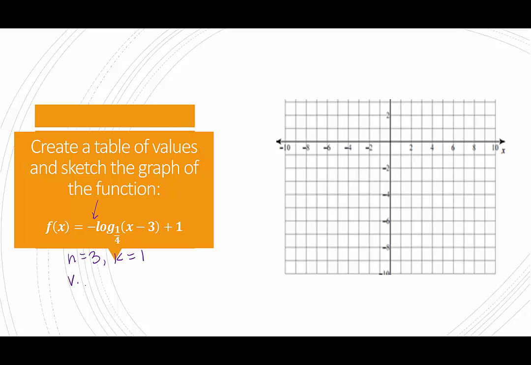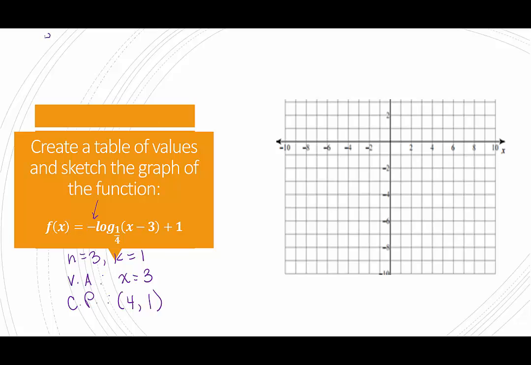Now let's figure out our vertical asymptote. The vertical asymptote is x equals h, so we have x equals 3. Next, let's identify our critical point. We have nothing fancy here, so it's going to be h plus 1, which is 4, comma k, which is 1. All right, the next thing we want to start thinking about are the powers of 1/4.